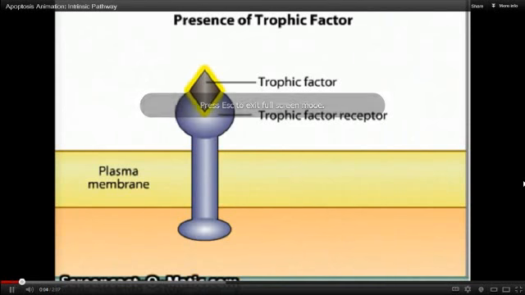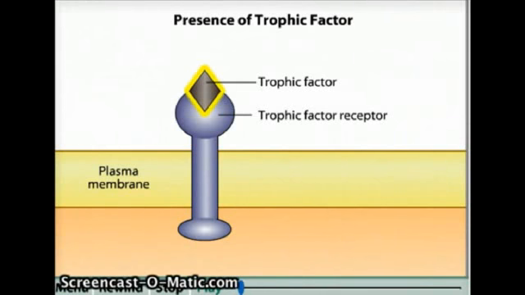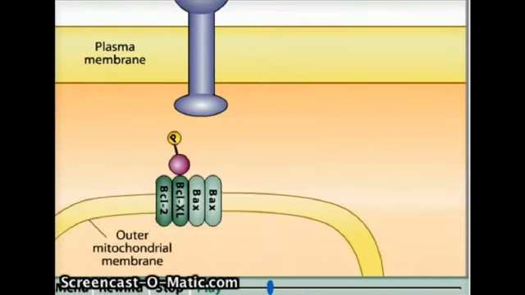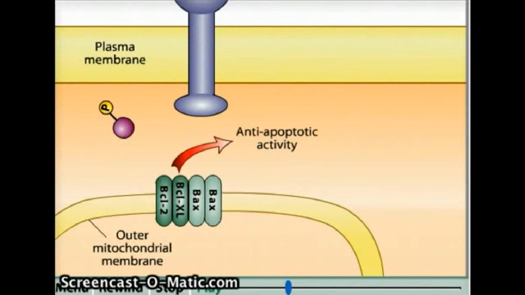For most cells, trophic factors provide the signal blocking the path to apoptosis, programmed cell death. Trophic factor binding to its specific cell surface receptor triggers a signaling cascade, resulting in phosphorylation of the Bad protein. Phosphorylated Bad is unable to bind and inhibit the BCL2, BCL-XL complex at the outer mitochondrial membrane. Thus, the anti-apoptotic activity of the BCL2, BCL-XL is unhindered and the cell survives.